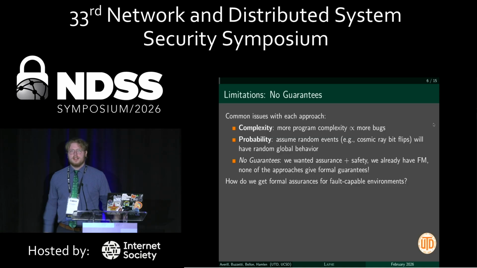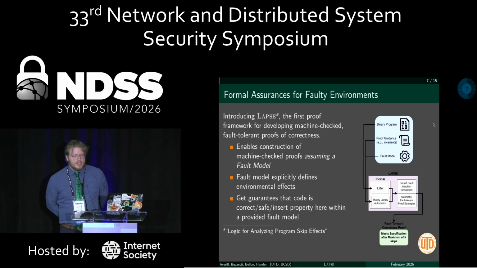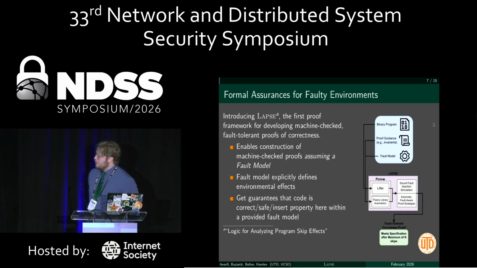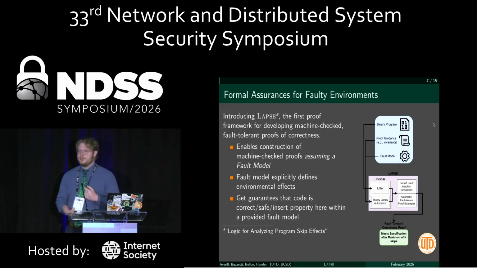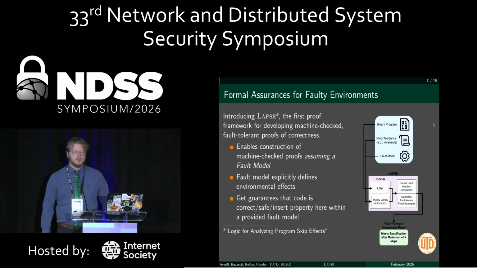But how can we get these assurances, these mathematical guarantees for these fault-capable environments? And that's what I am presenting today. So I'm introducing LAPSE, Logic for Analyzing Program Skip Effects, which I think is very clever, which is a framework for developing machine-checked, fault-tolerant proofs of correctness. So that machine-checked is really the key development here. So it enables you to construct this proof of correctness, assuming some kind of fault model that describes the environment your code is running in.